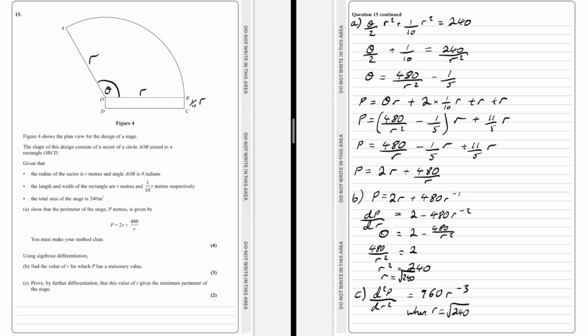When I substitute the square root of 240 into that, we get 960 over the square root of 240 all cubed. It comes out as 0.258, which is only interesting because it's greater than 0. And that means that we are indeed dealing with a minimum point. Do state that it's greater than 0. It's the fact that it's greater than 0 that implies we have a minimum.